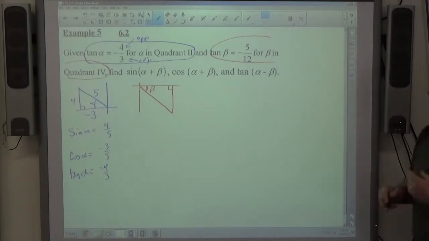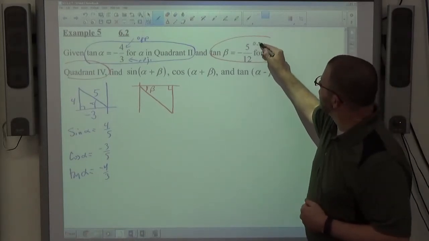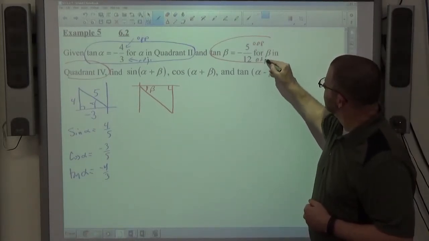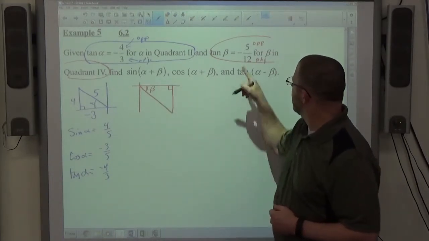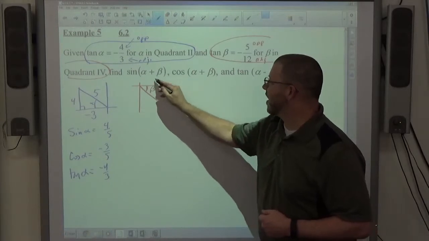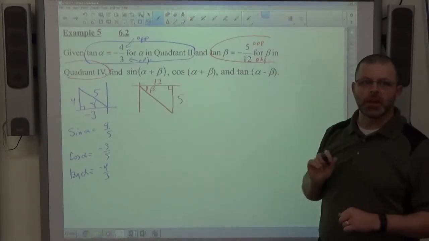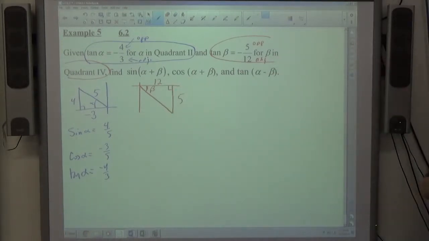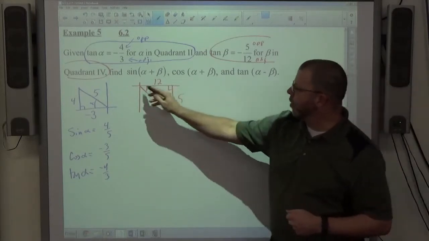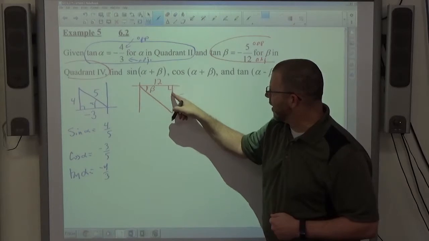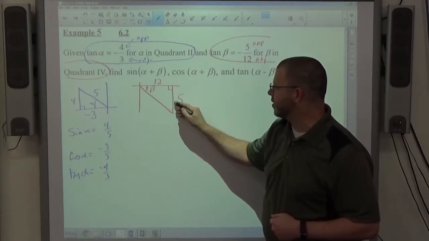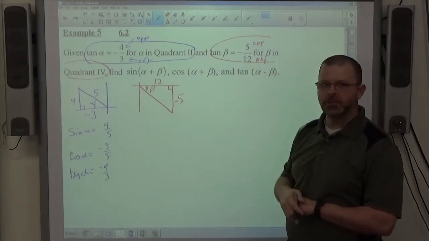Once again, they give me a tangent, which means they're giving me the opposite and the adjacent sides. For beta, the opposite side is the vertical, the adjacent side is the horizontal. So opposite side is 5, adjacent side is 12. Again, I'm just putting the numbers, not signs right now. If I'm going from the origin out to my vector here, so I'm going to the right, which is +12, going down is a -5. There's where a minus sign goes to make that a negative tangent.